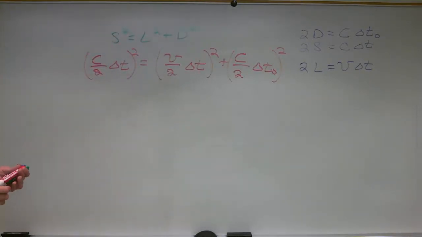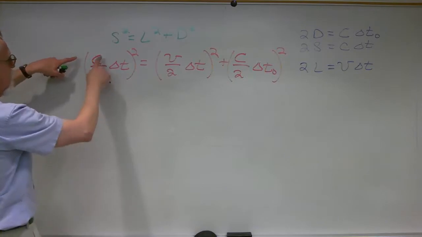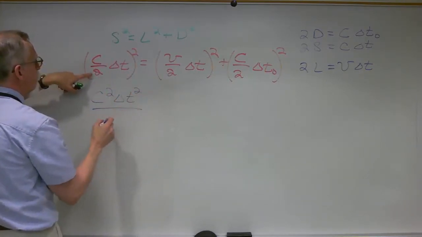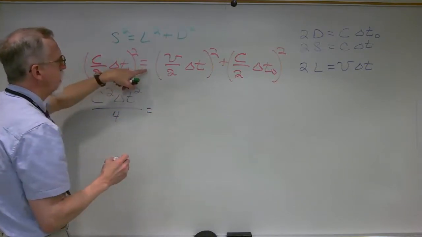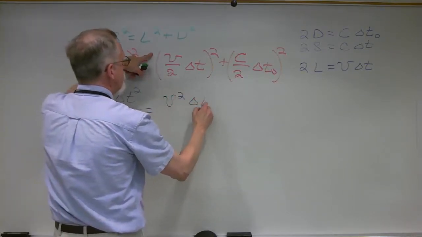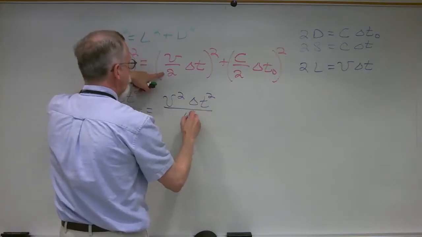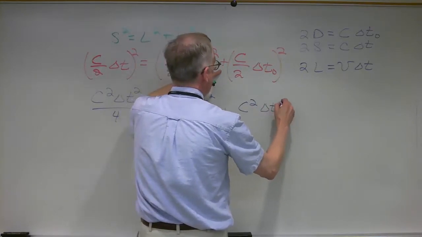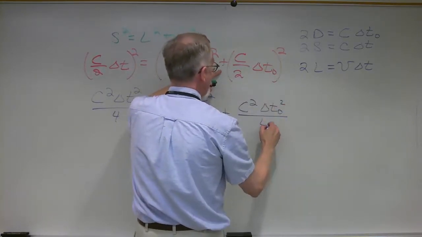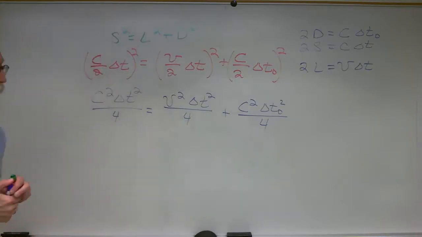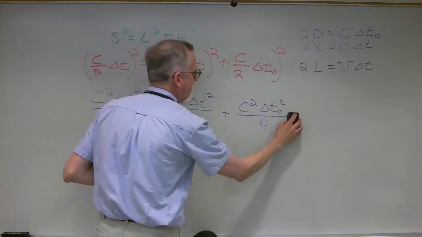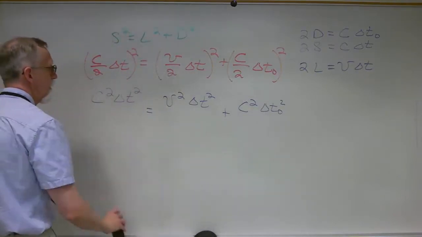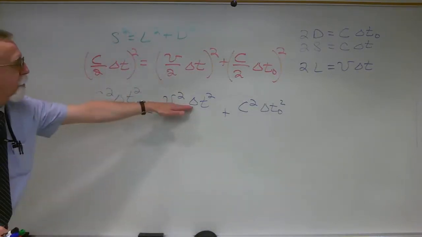Okay, well, let's square these and see what we get. This gives us C squared delta T squared over 2 squared, which is 4, equals V squared delta T squared over 2 squared, which is 4, plus C squared delta T naught squared over 2 squared, which is 4. We can multiply the whole equation by 4 and get rid of all of the 4's in the denominator. And there we go.